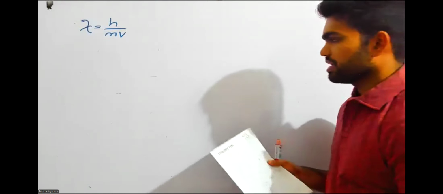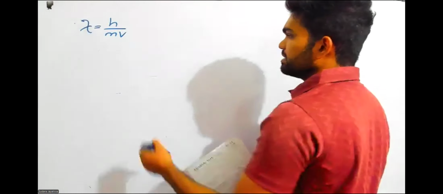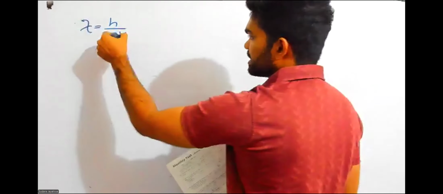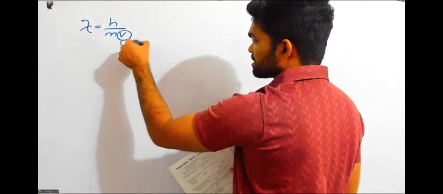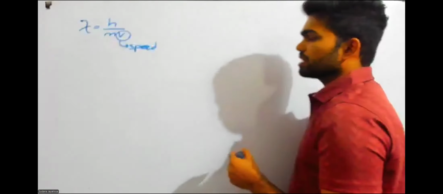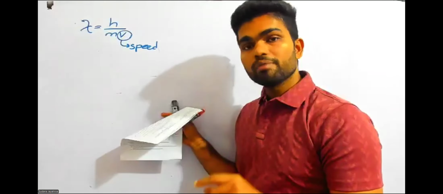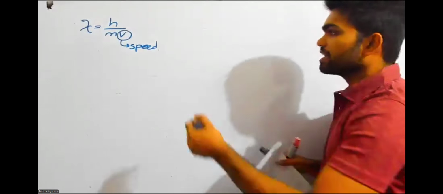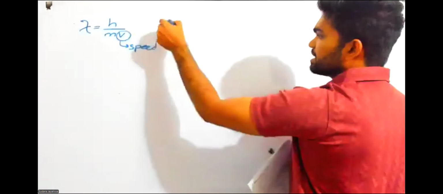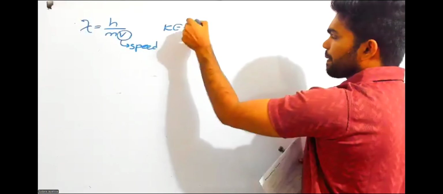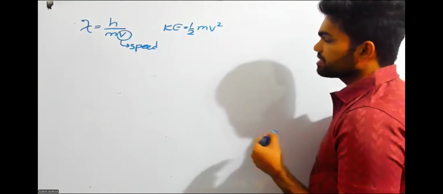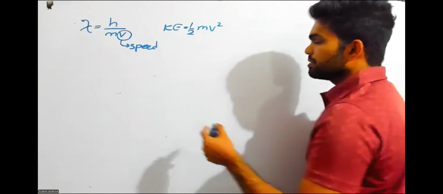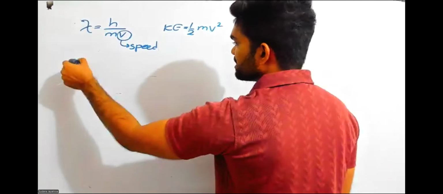H over mv. Here you don't have kinetic energy; in this place you have speed. So we'll plug kinetic energy into this formula and modify it. What is the kinetic energy formula? Kinetic energy equals half mv square. Now we can get a proportionality relationship.